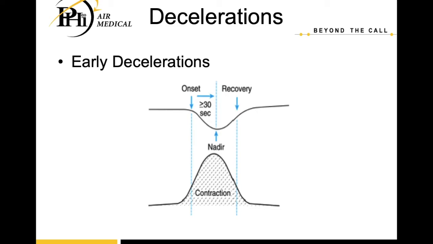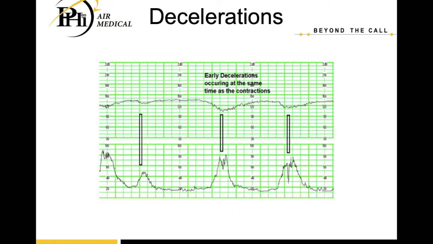Oftentimes, they're pretty perfect mirrors of each other, but sometimes the contraction can end and then it'll still take a few extra 15 or 20 seconds for the heart rate to fully recover back to baseline. So the must is that it is a gradual onset and the nadir of the decel matches with the peak of the contraction.